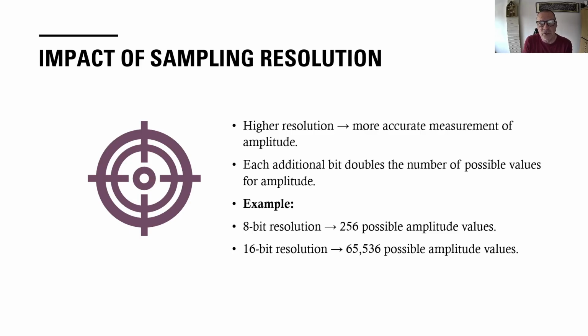The sample resolution has an impact as well. If we increase the resolution, then we get more accurate measurement of amplitude and therefore a more faithful reproduction of the sound. Each additional bit that we have doubles the number of possible values we can store. In an 8-bit resolution, we can have 256 possible amplitude values. In 16-bit resolution, we can have 65,500 possible different amplitude values. But again, increasing the sampling rate increases the file size.